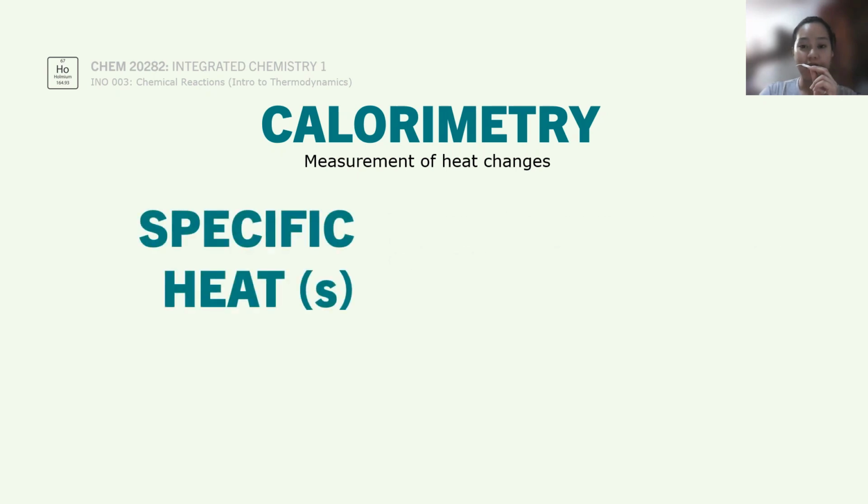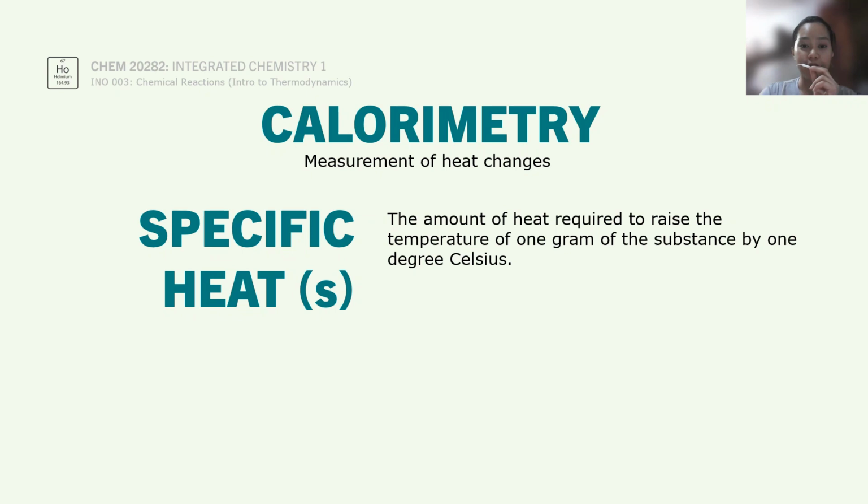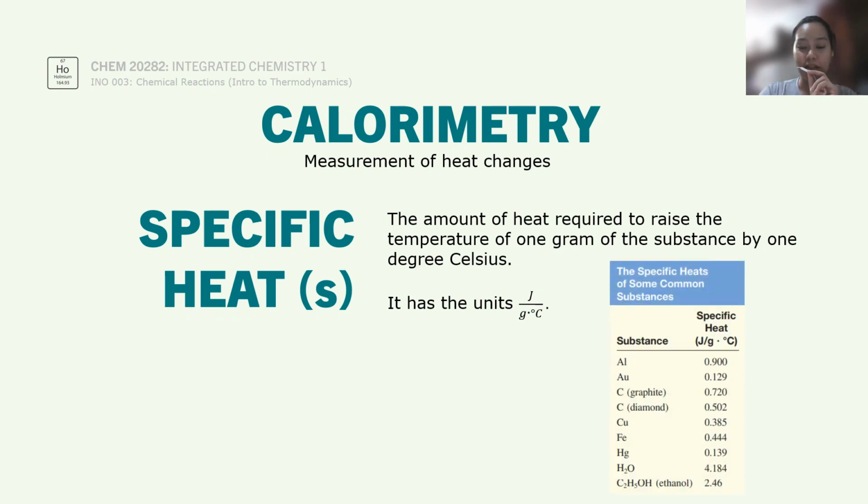Specific heat is the amount of heat required to raise the temperature of 1 gram of substance by 1 degree Celsius. With that said, its unit is joules per gram degree Celsius. Each substance has a different value of specific heat, which can be seen in this table.